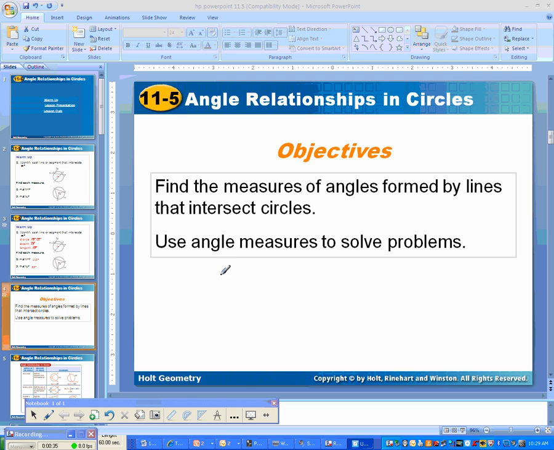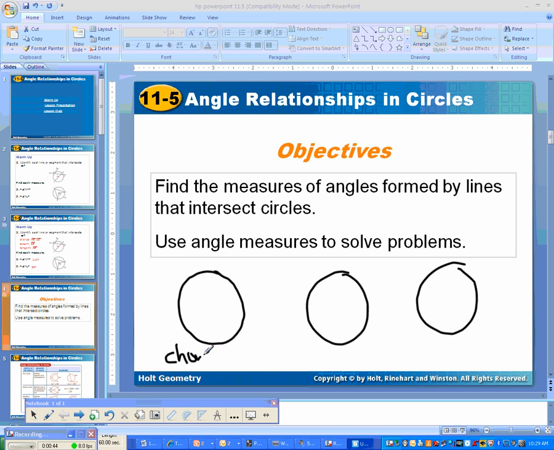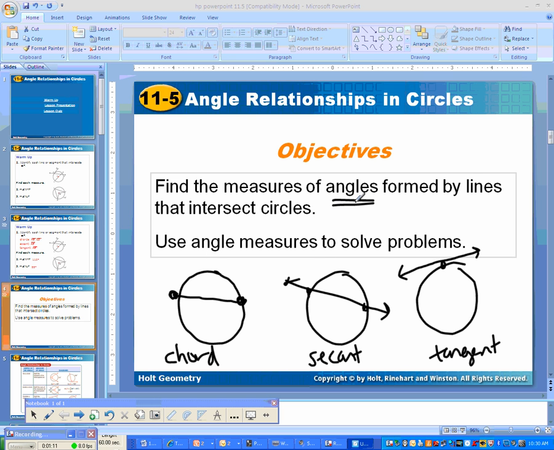And if you recall, there have been three types of lines that we've talked about so far. We've talked about a chord. A chord, remember, is a line segment that hits the circle twice. So this is a chord. A secant is a line that keeps going and also hits the circle 2 times. And a tangent is a line or a line segment that hits the circle only 1 time. So there's my example of a tangent. And we're going to see how we can use those 3 lines to find measures of angles and measures of arcs.